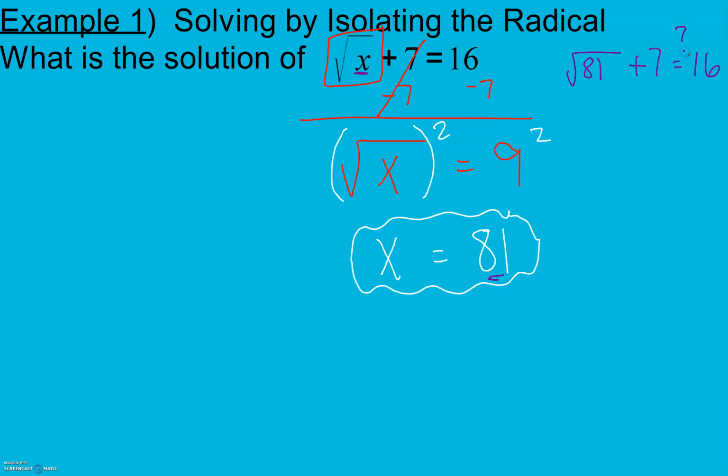And check the rest of my equation. Square root of 81 is 9, and 9 plus 7 equals 16. So 16 does equal 16, which means our solution is right. When we have radical equations, we really want to plug in our variables, not only to make sure that our number's right, but to make sure that our answer still works. And we'll talk about that a little bit more in this section.